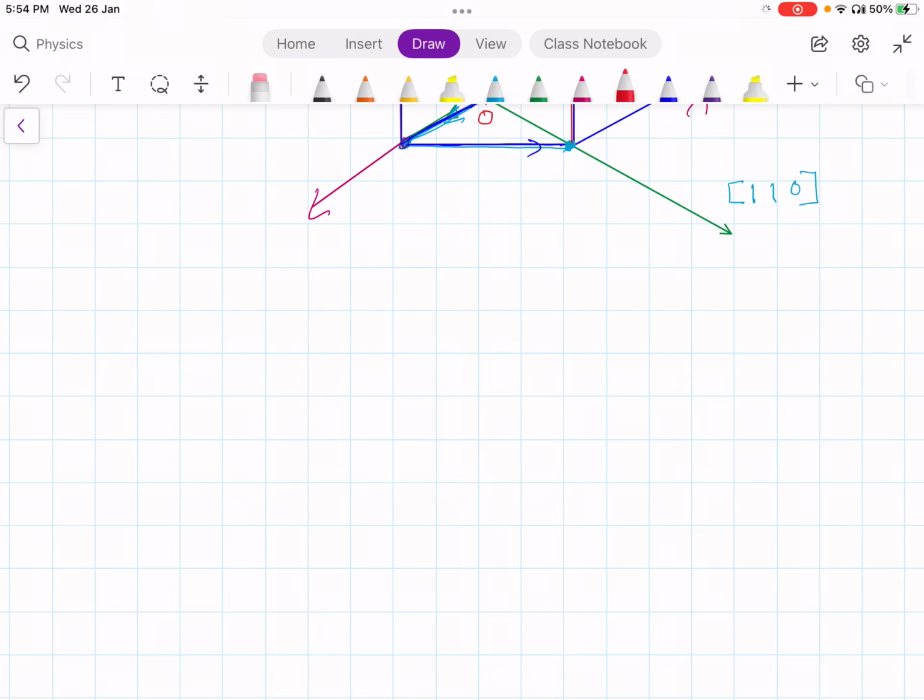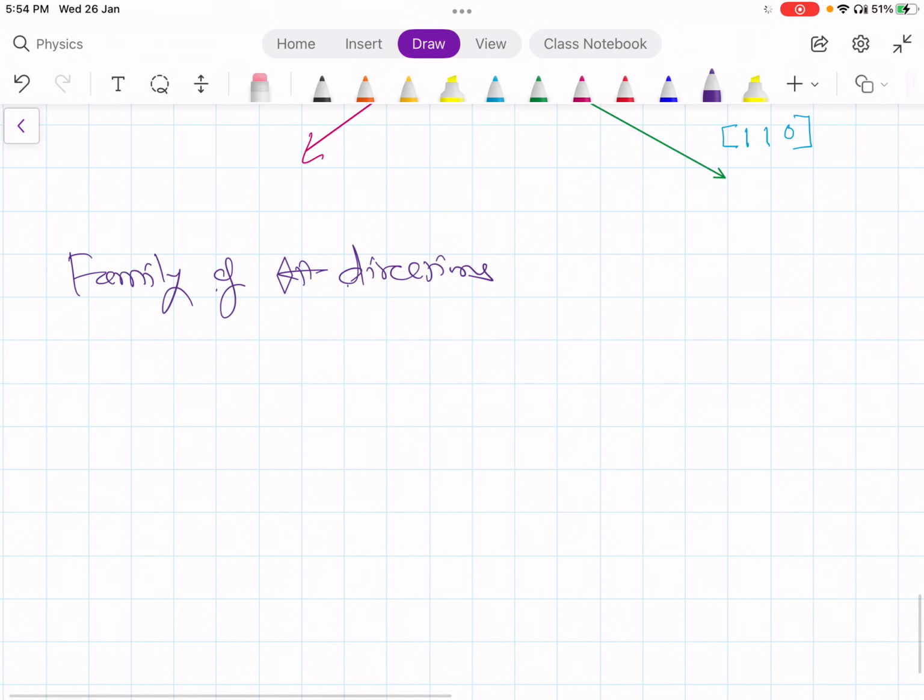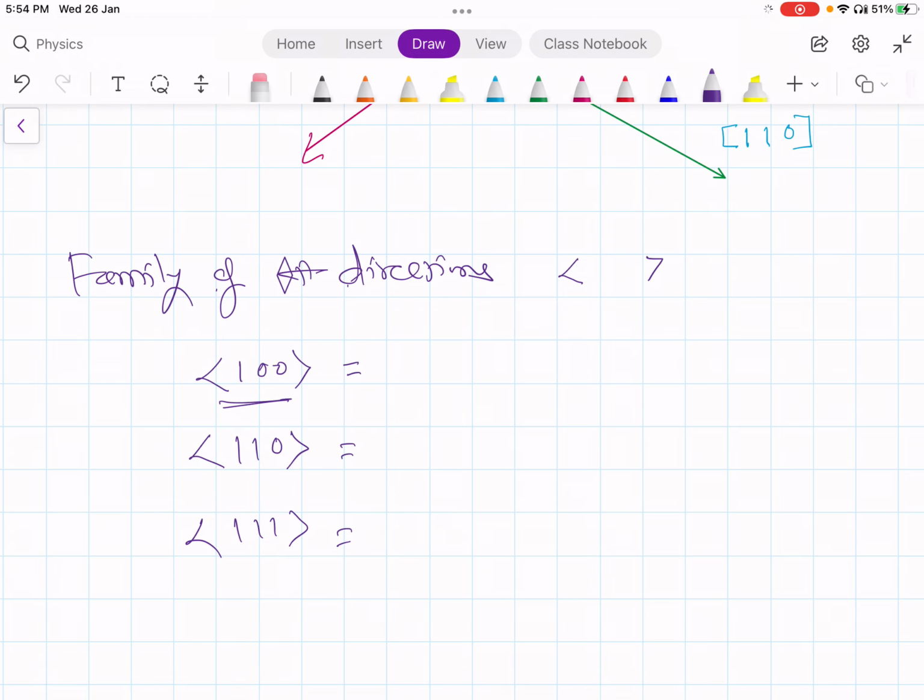In the last lecture, we have studied the family of planes. Similarly, there is a family of directions also. And this family of directions is denoted by this bracket, that is called bra and ket bracket. So family of directions <1 0 0>, family of directions <1 1 0>, and family of directions <1 1 1>. How many directions would be in this family of directions?